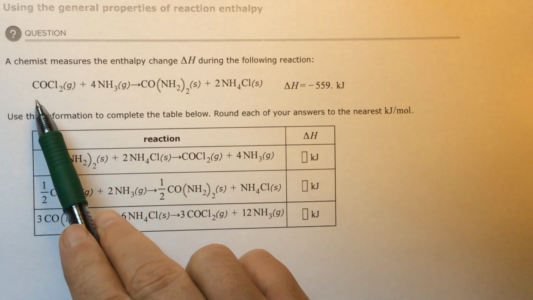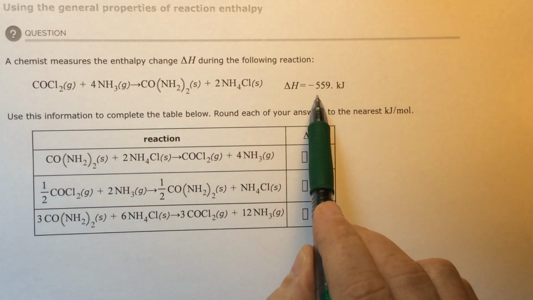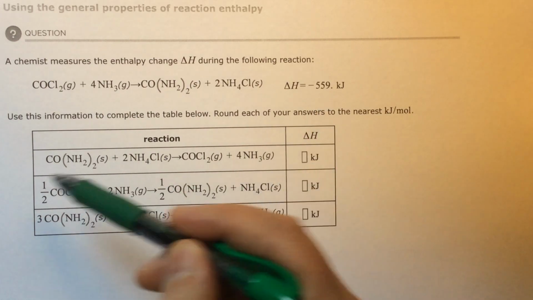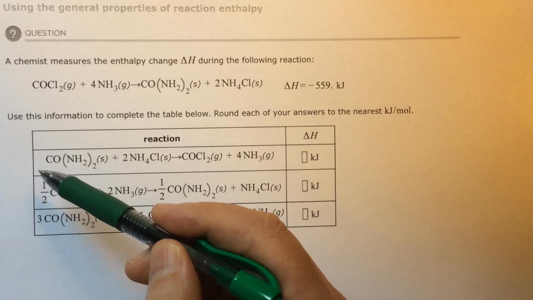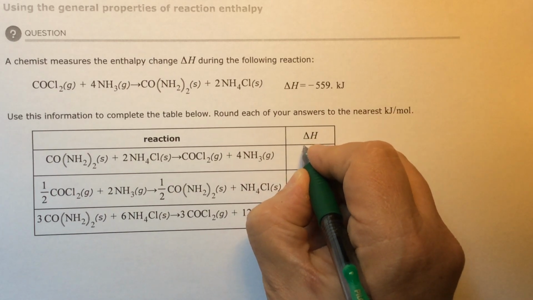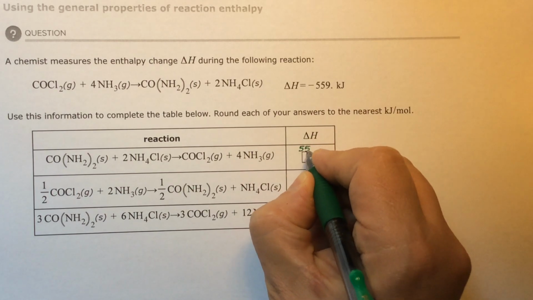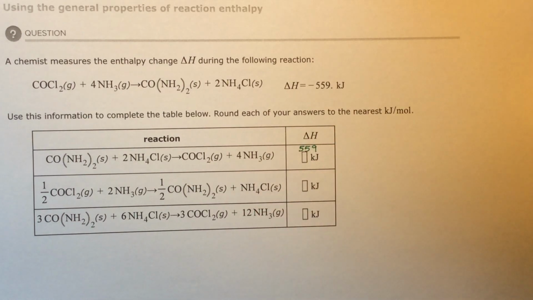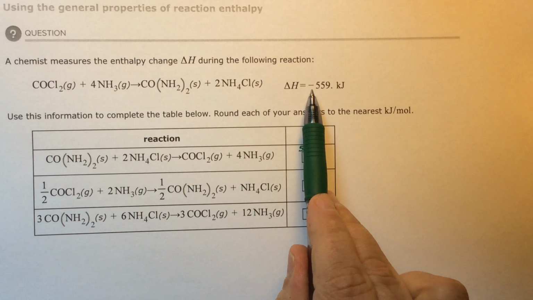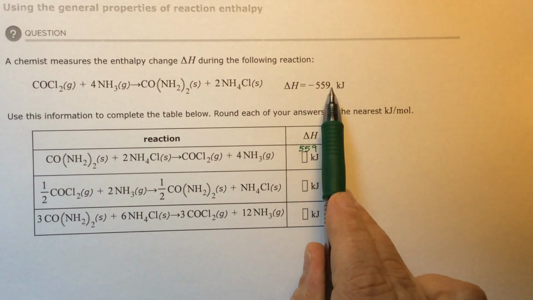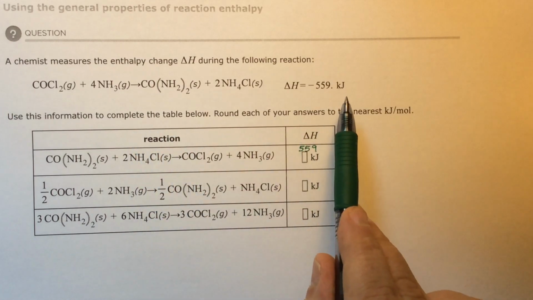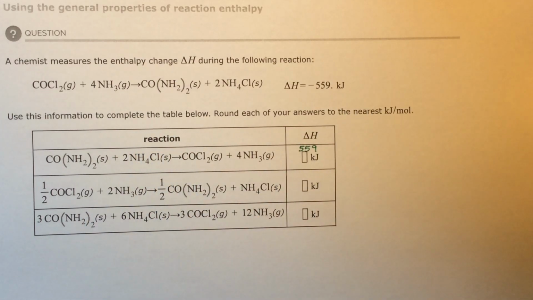Well, if this one is releasing 559 kilojoules of energy, then this one must be absorbing 559 kilojoules of energy. So it's just going to be the same number, but it's going to be positive. This will be 559 kilojoules. So if you have a reaction that's going backwards, it's just going to be the other sign. It'll be the same number, but the different sign. If it's negative going forward, it'll be positive going back.